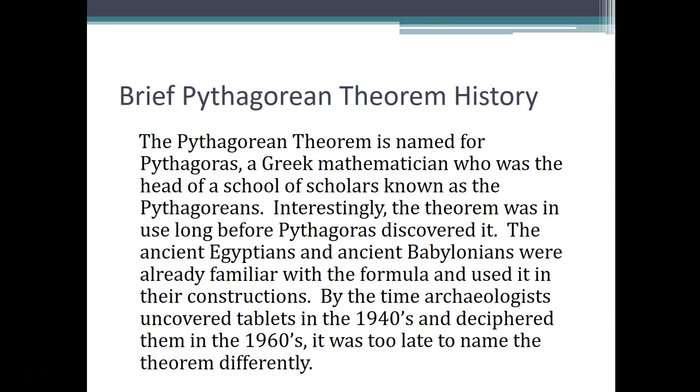They didn't know that the Babylonians knew about the Pythagorean theorem until the 1960s. Archaeologists uncovered a tablet in the 1940s, and linguists were slowly working on deciphering what it said. In the 1960s, they finally figured out what it said and realized this was quite a bit of mathematics, including the Pythagorean theorem, in use long before the Greeks. But by then, it was too late to rename the theorem, so it'll just keep being called the Pythagorean theorem. Anyways, that's just a little bit of history for you.